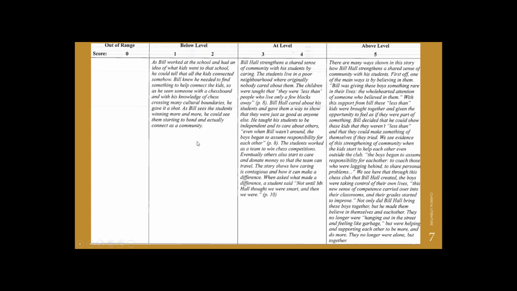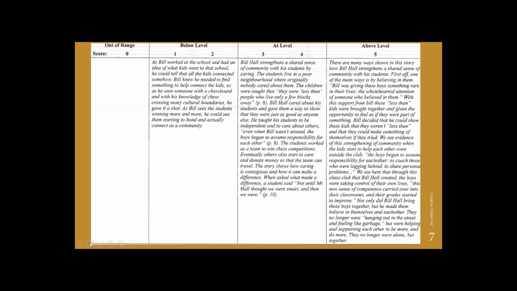This is what you don't want to do. As Bill worked at the school and had an idea of what kids went to that school, he could tell that all the kids connected somehow. Bill knew he needed to find something to help connect the kids, so as he seen someone with a chessboard and with his knowledge of chess crossing many cultural boundaries, he gave it a shot. As Bill sees the students winning more and more, he could see them starting to bond. So there's nothing in here about what he did to help the students find a sense of community. It's not specific enough. There's no specific examples, etc.